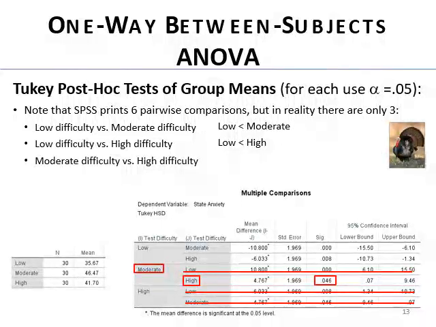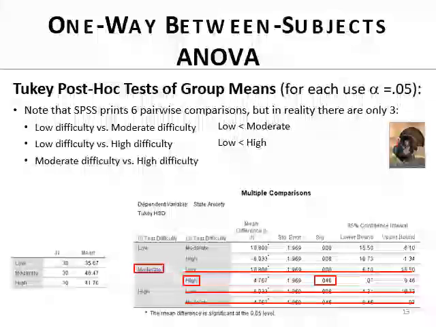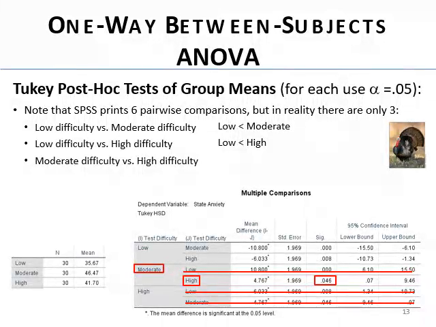So those who took the moderate difficulty test do differ from those who took the high difficulty test in their anxiety level. So look at the two means. It's 46.47 versus 41.70. So who was higher? Who was more anxious? Well, it's the 46, right? The moderate group had a higher level of anxiety. So sort of interestingly, there wasn't this sort of linear, just going in one direction increase in anxiety. The moderate group was actually more anxious than the high difficulty group.